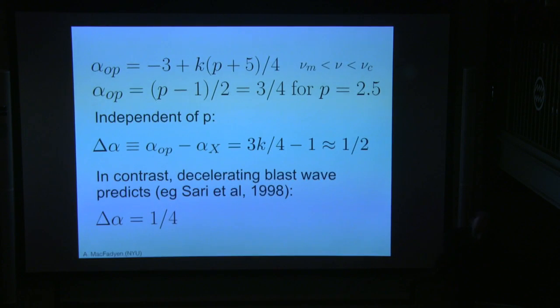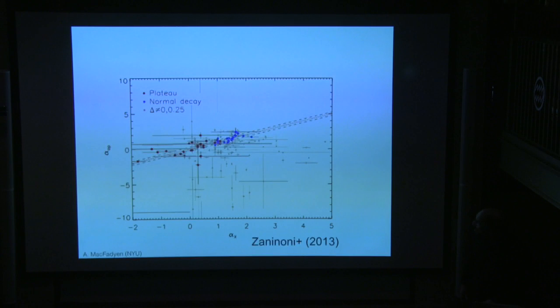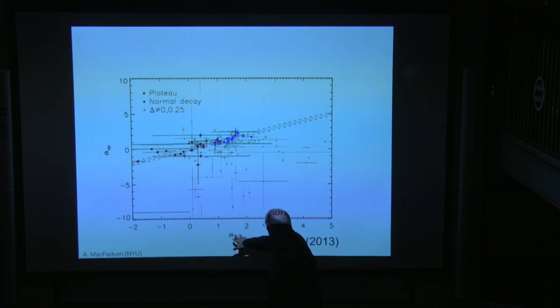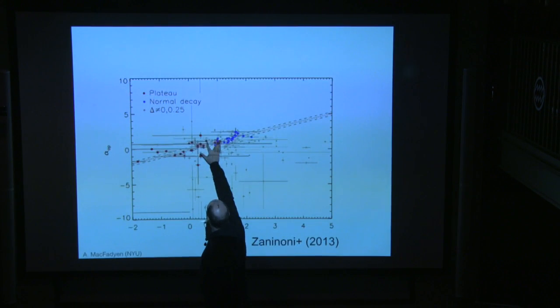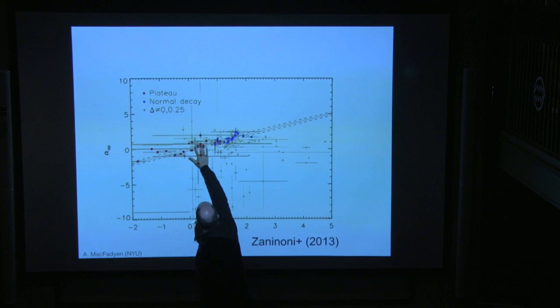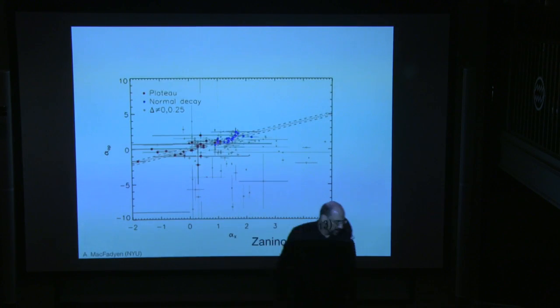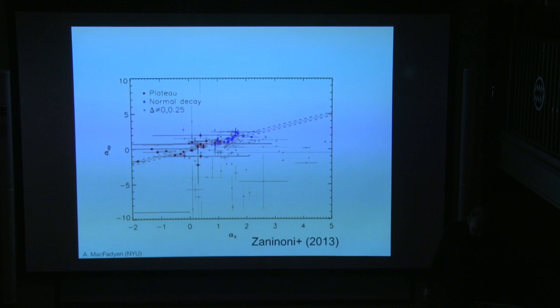So what we think is that people should look at these slopes and compare them, and that might distinguish between these two models. And this type of data, this is a paper by Zanoni et al., 2013, where they plot alpha X versus alpha opt. And some numbers are just crazy, but some do appear like they might distinguish between these two models if you had enough good data.